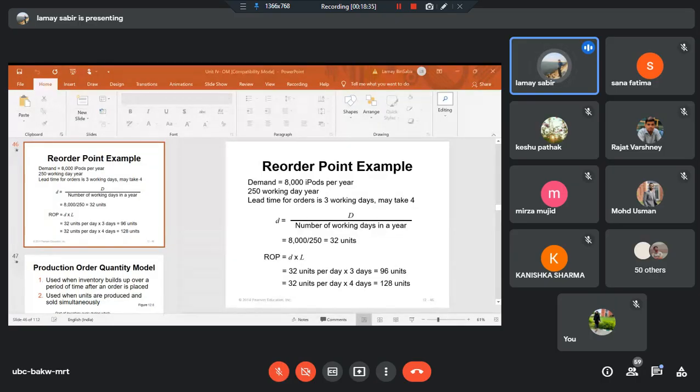ये कितना निकल कर आ रहा है? 96. Try to understand the meaning. इसका मतलब क्या है 96 units का? The point is that जब आपका inventory level 96 unit पर पहुंचेगा, when your inventory level reaches 96 units, the trigger will come. And what is this trigger? That this is the level at which you have to place your order.